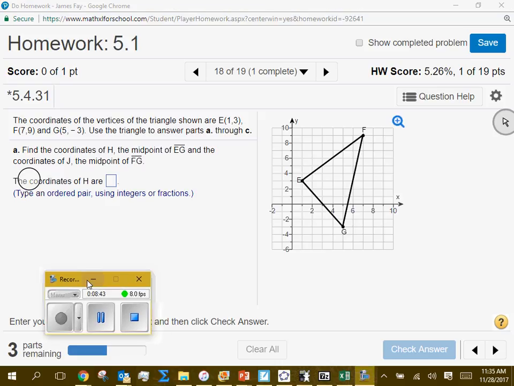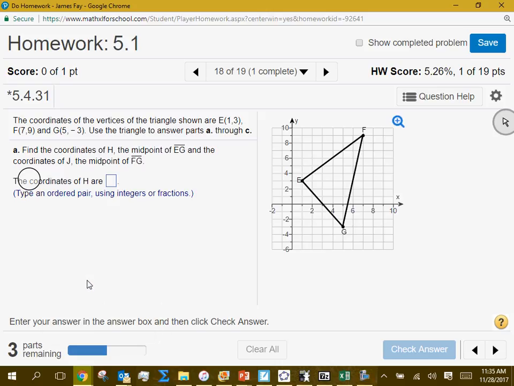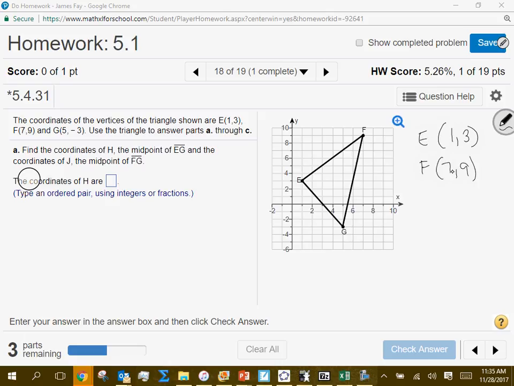Yeah. Okay. All right, so the coordinates of the vertices of the triangle shown. E is 1, 3, F is 7, 9, G is 5, -3. Use the triangles to answer parts A through C. I'm going to just real quick write over here what my points are. I just do a lot better when I stack my points. G is at 5, -3. All right. So it says find the coordinates of H, which is the midpoint of EG, right? And the coordinates of J, which are going to be the midpoint of FG.